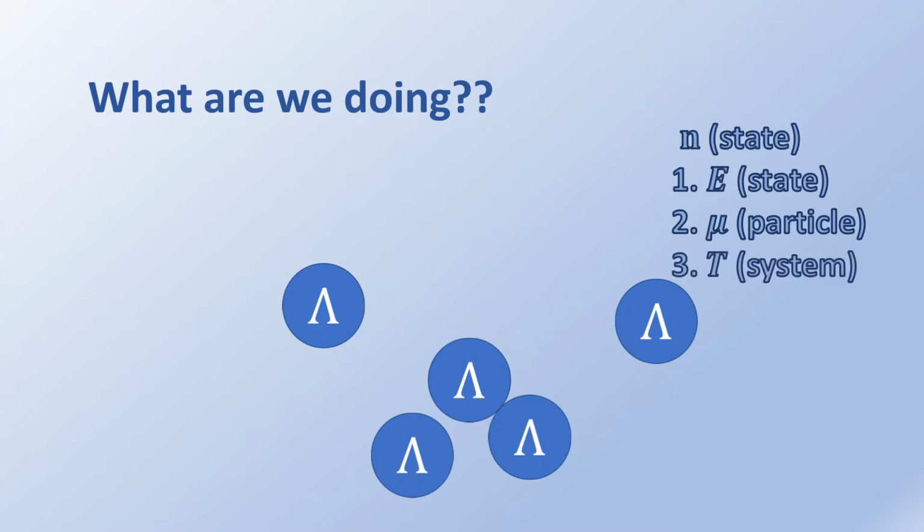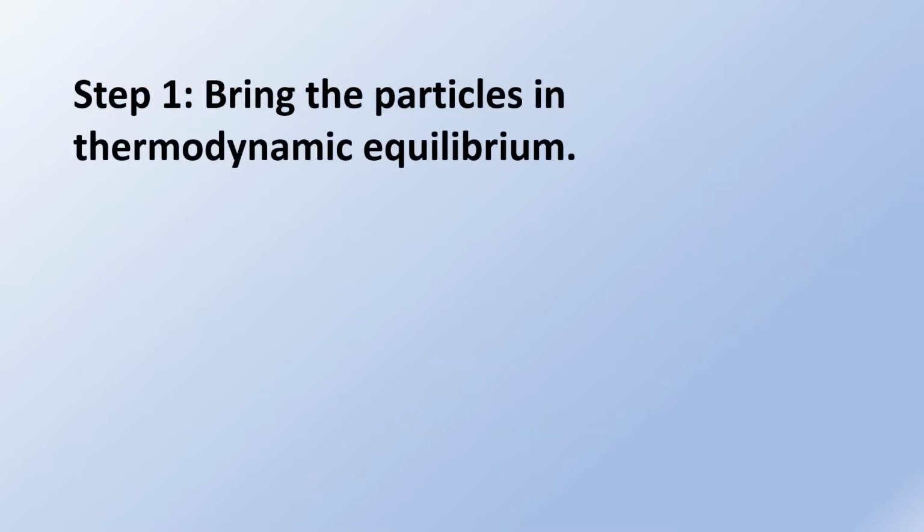So, how do we proceed with this? First, we need to bring the particles in thermodynamic equilibrium. Consider a mechanism for the emission and absorption of lambda. For now, let's consider an apparatus which we call gamma. Gamma can absorb or emit these particles from the state which we are considering with a change in its energy.